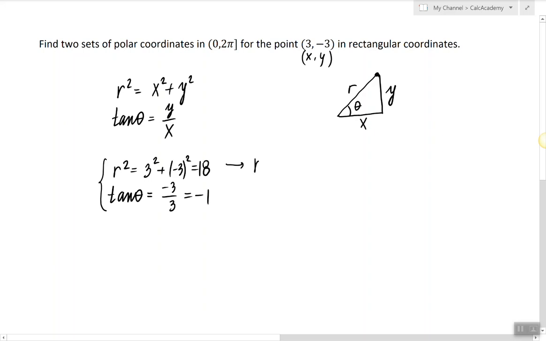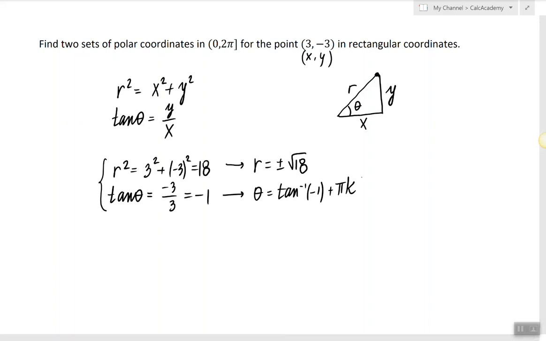That means r could be plus or minus square root of 18. And theta could be tangent inverse of negative 1 plus pi k. And depending on the quadrant, we would just pick either positive or negative value for r. So in this case, the point 3, negative 3 is in the fourth quadrant.